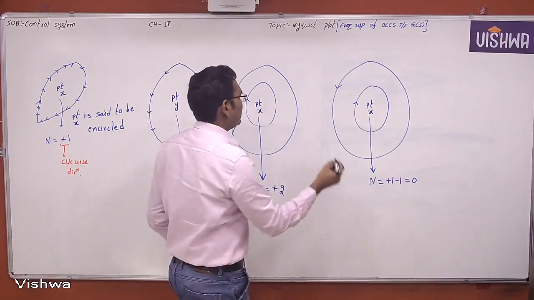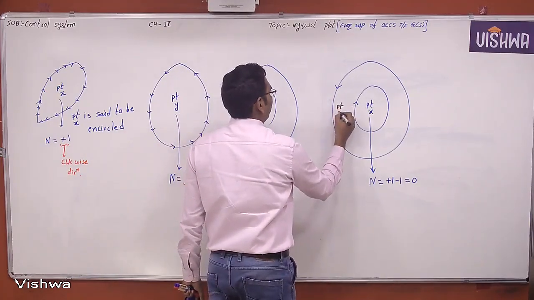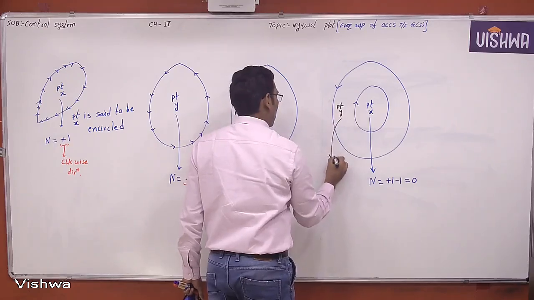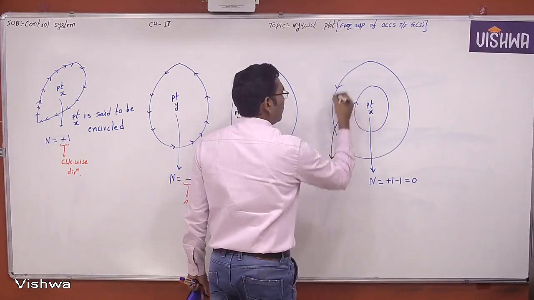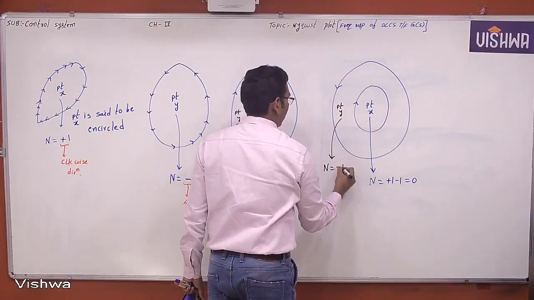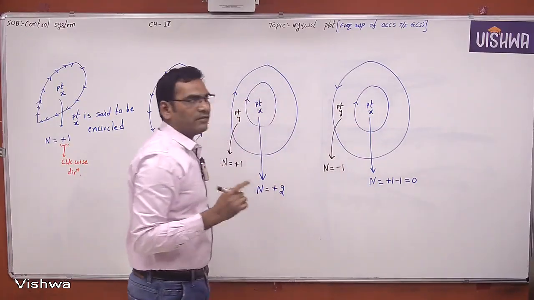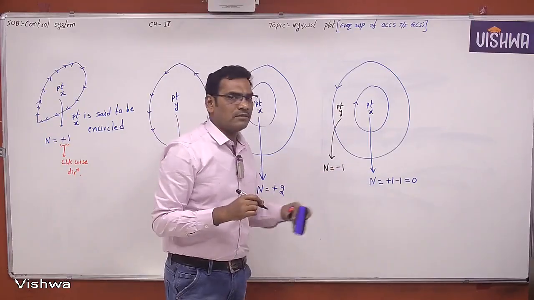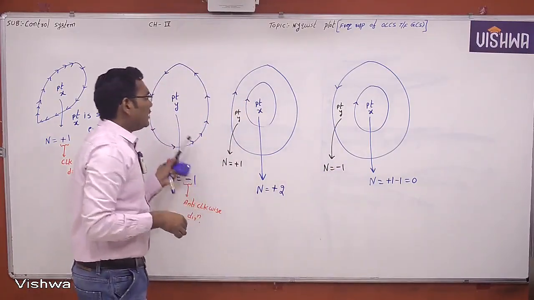Let us take for example, this is a point Y. If the point Y is here, how many encircles? Now this is one encircle. In which direction? Anti-clockwise direction. Therefore, with respect to point Y, one encircle, but with respect to point X, there is no encircle. Now, why is this encircle used?